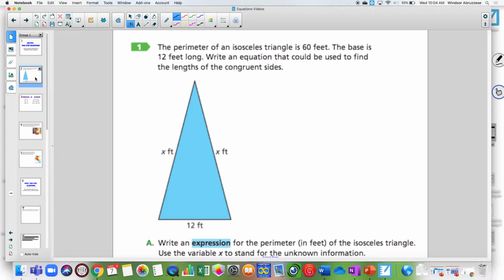Anytime a problem gives you a picture or a graph or a table, before you even read the question, try to examine the whole thing, see what's going on. What are the numbers that you see? What are the letters that you see? If you can make sense of a picture or a graph or a table before you even get to the question, you're already halfway there, okay?